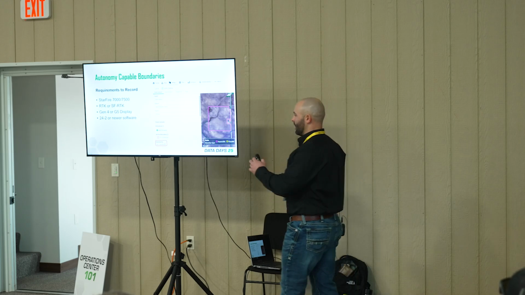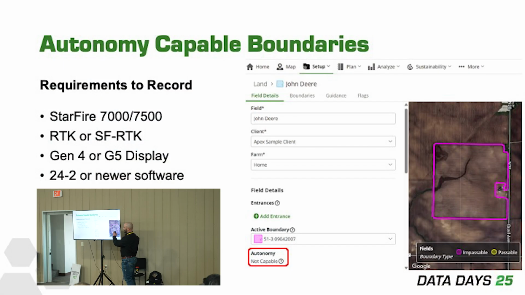And then just a call out here in Operations Center, so you can see on the field details for each of those, you've got an autonomy capable section right there. This field in particular shows not capable. I won't get into all the details of what is required to happen when you're making that recording, but now you can see it right there in Op Center, whether you've got a boundary that you can use for autonomy moving forward, or if you need to possibly consider re-recording those if that's something that is in the future.